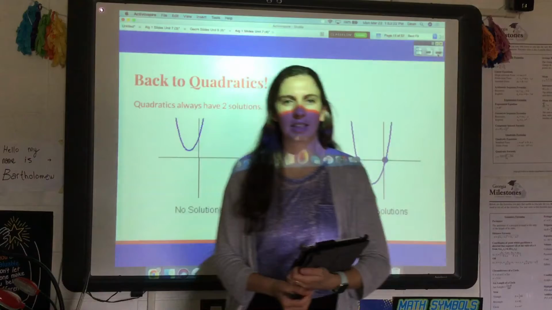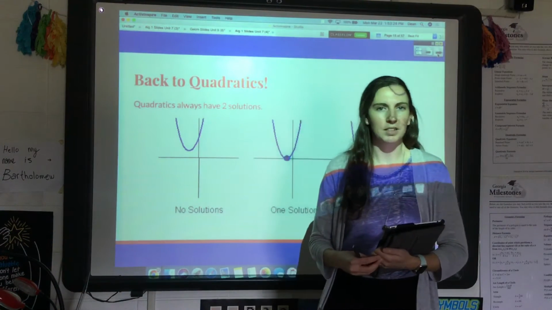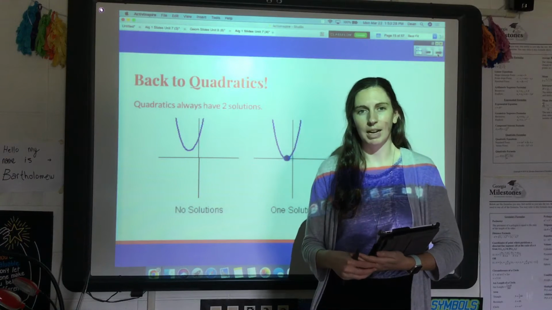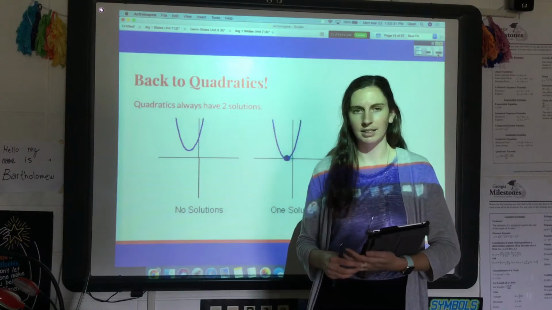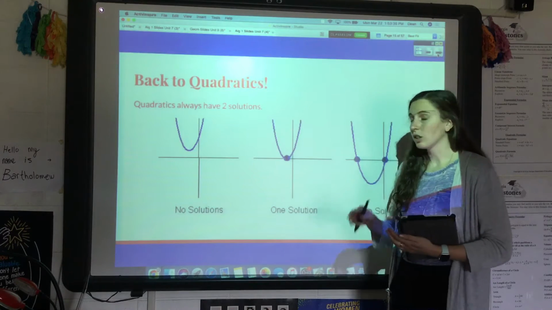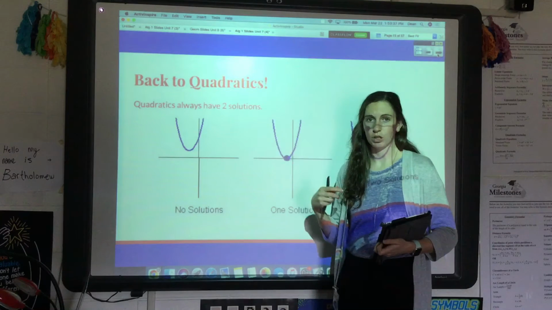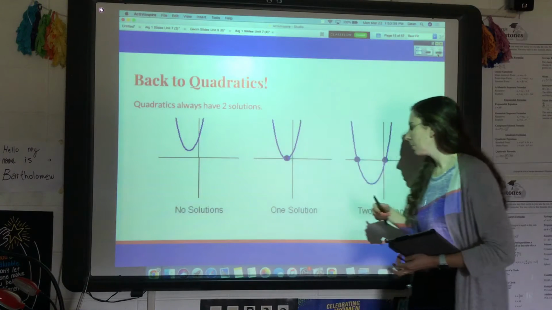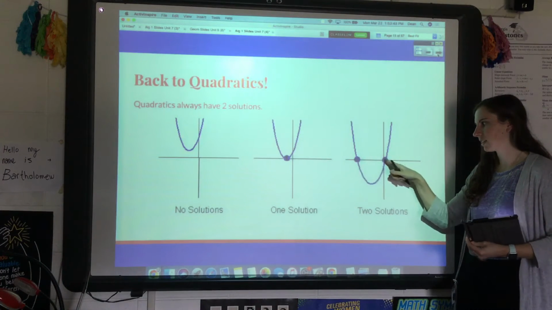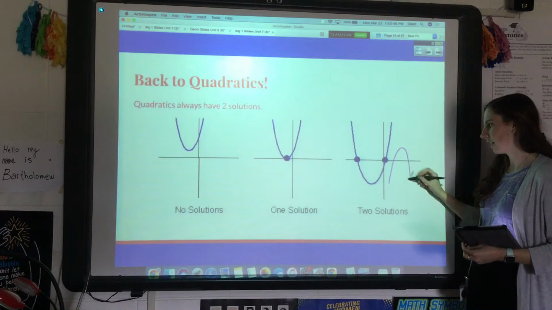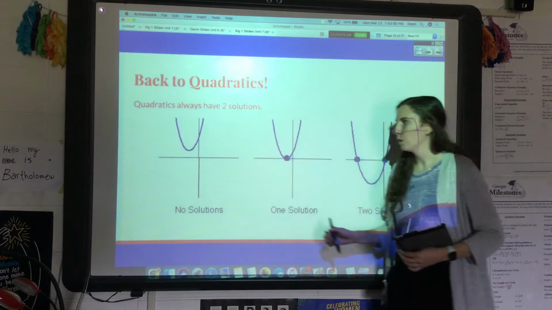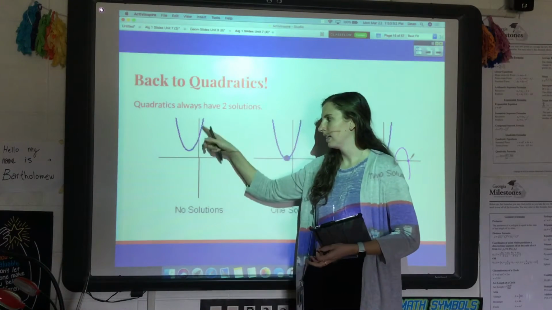So in this video, we're going to talk about solving quadratics, specifically the square root method, but this time we're going to introduce how you might have some imaginary or complex solutions. So quadratics actually always have two solutions. Sometimes those are two real solutions where it hits the x-axis twice, or maybe it looks like this and hits it twice. But what about a graph that looks like this?